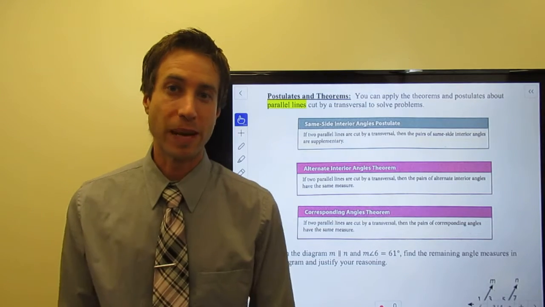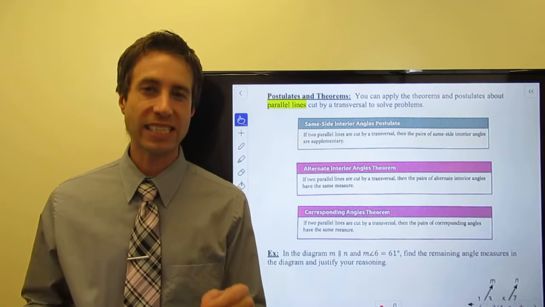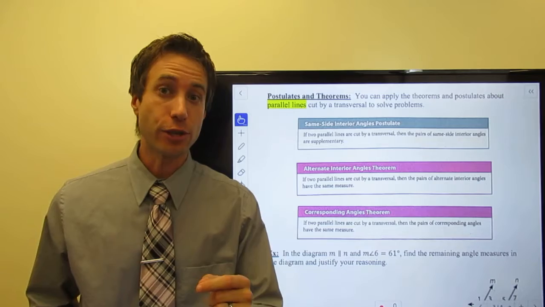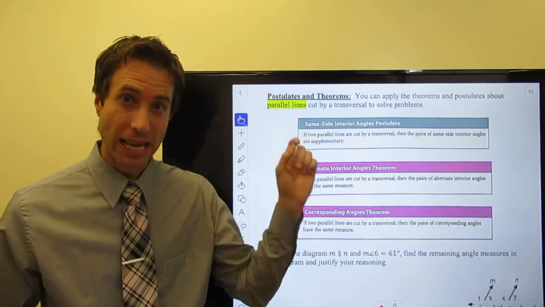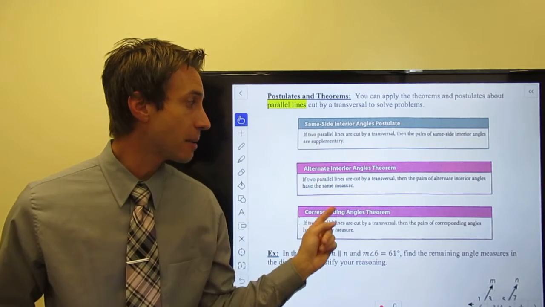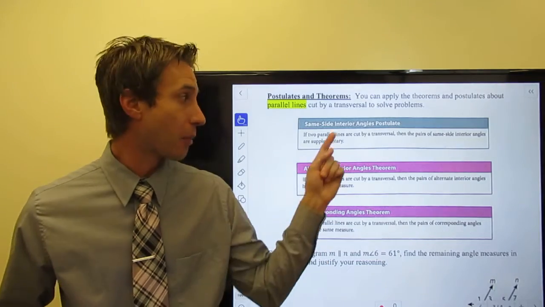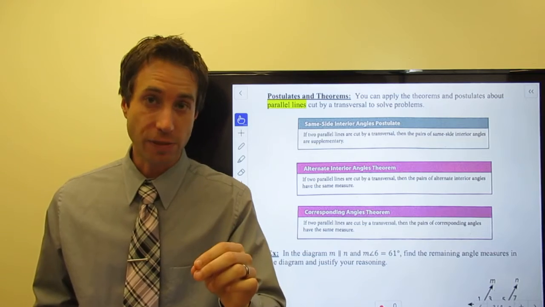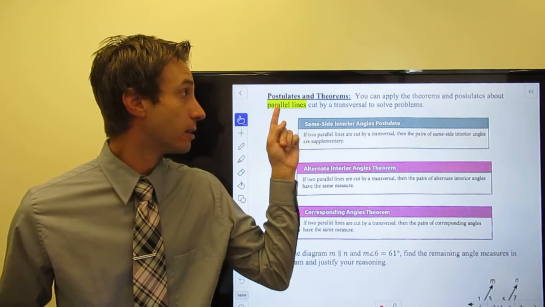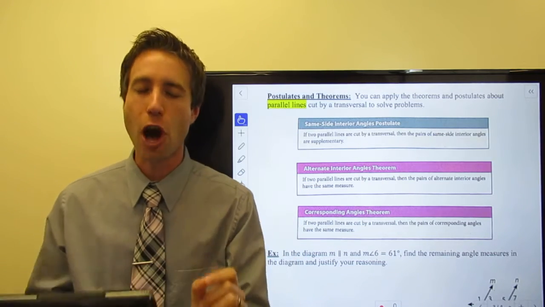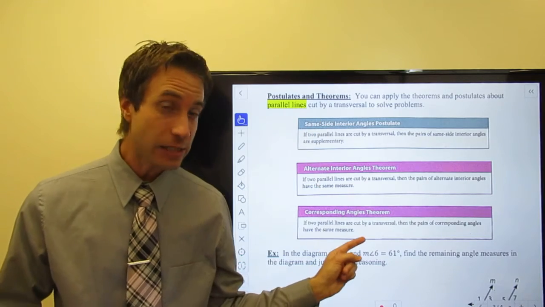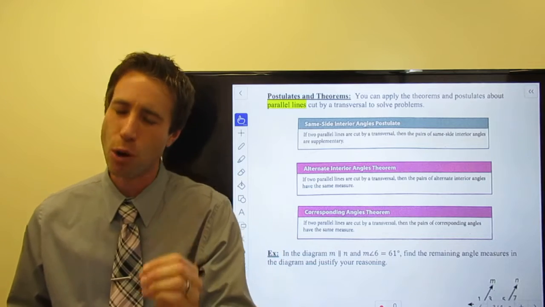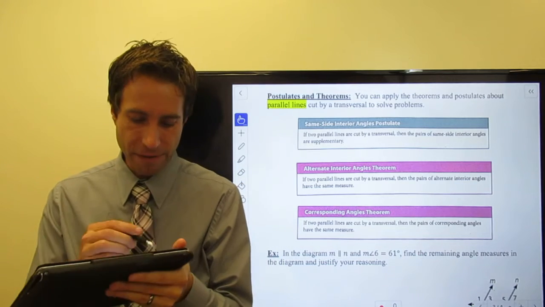Alright guys, welcome to this page of the notes. What we're going to do now is take a look at when a transversal intersects parallel lines. These theorems and postulates, well, one postulate and two theorems, only apply when the transversal is intersecting parallel lines. If they're not parallel lines, these do not apply. That's why parallel lines is highlighted. That is the most important thing. It's only if the lines are parallel.